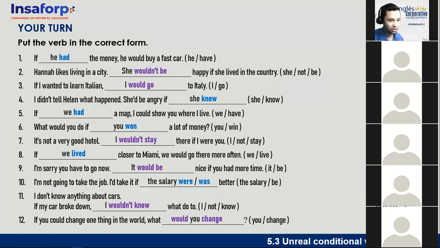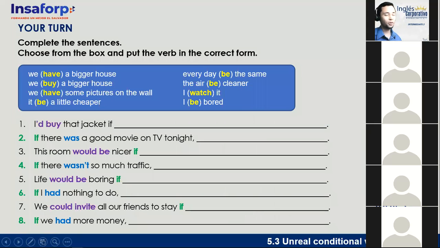Vamos a hacer un ejercicio rapidito que ya solo tenemos 5 minutos. Your turn. Complete the sentences, choose from the box and put the verb in the correct form. Okay? Vamos a hacer este ejercicio de manera más espontánea. We're not going to work in the breakout rooms this time. We're going to work individually.